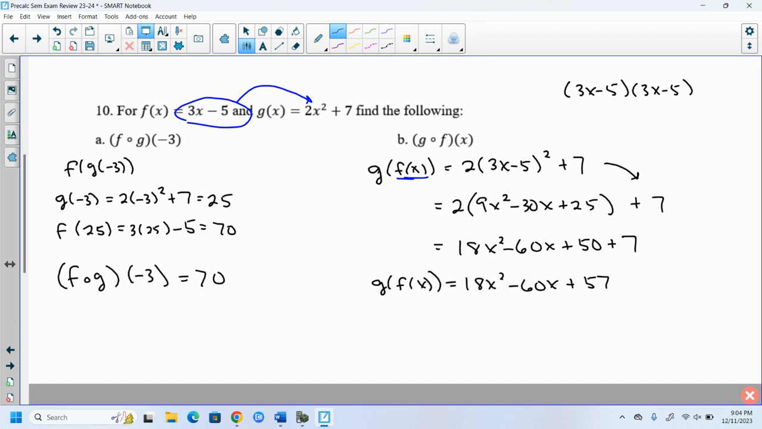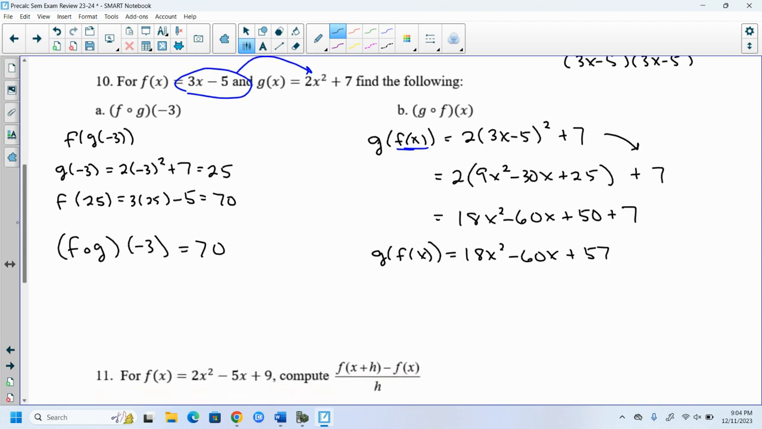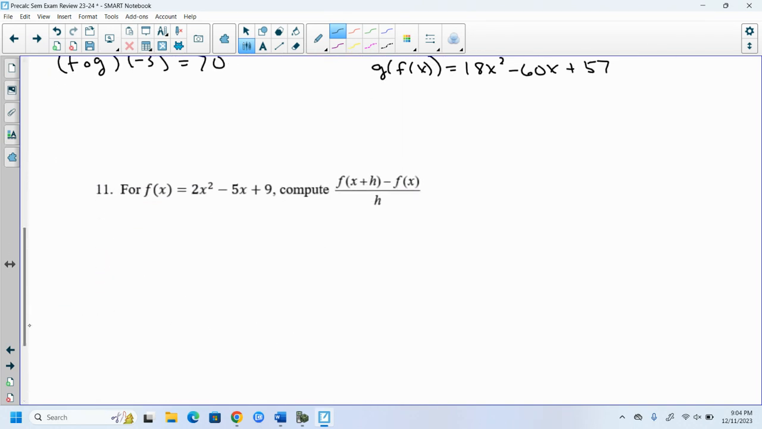You do not need to try to factor this. I just noticed you do have a GCF of 3, but we do not need to take that out because there's nothing to cancel with. You can leave that. So here's f of g of negative 3 and then g of f of x. And now for this video, we're just going to stop at number 11.